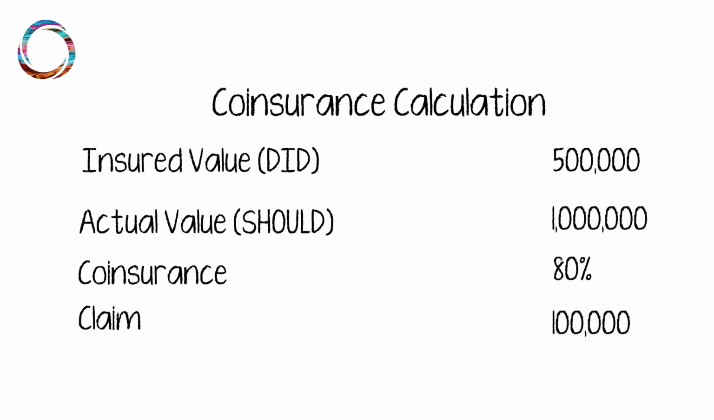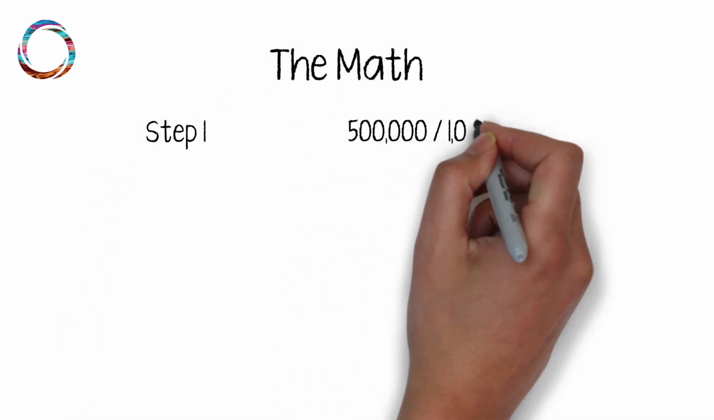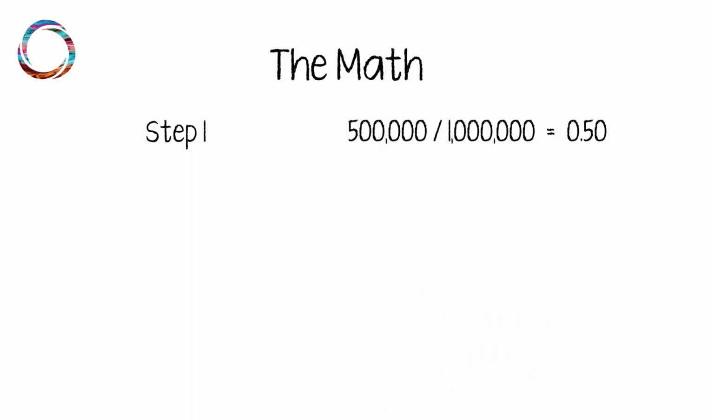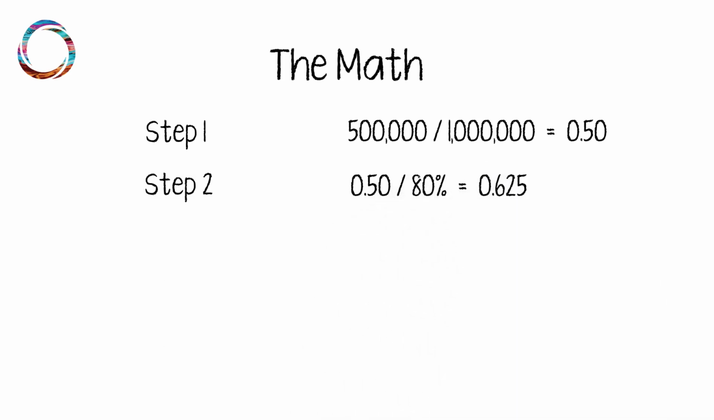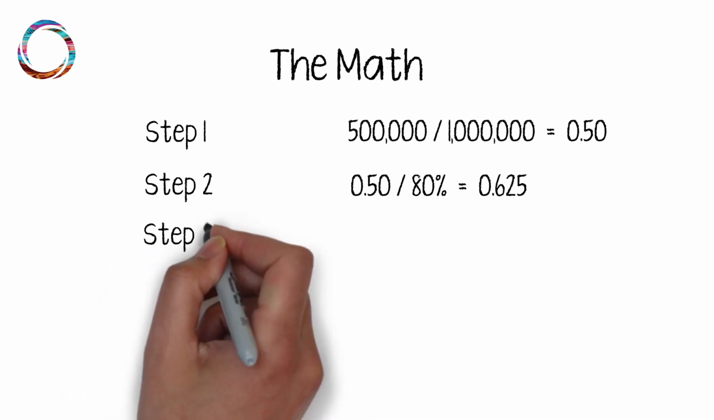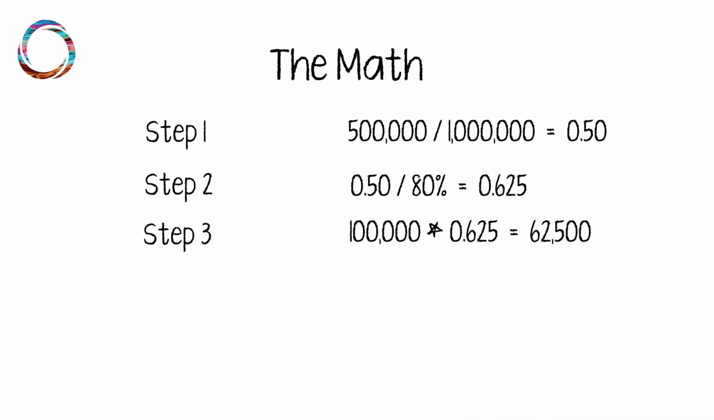Now let's take a look at the same scenario, except with an 80% coinsurance requirement, which is less restrictive or more forgiving at the time of a loss. Step 1 will remain the same. We take $500,000 and divide it by $1 million to give us a factor of 0.5. Step 2, however, we will take that 0.5 and divide it by 80% to modify that factor to 0.625. In our final step, we will take that 0.625 and multiply it by our claim of $100,000.